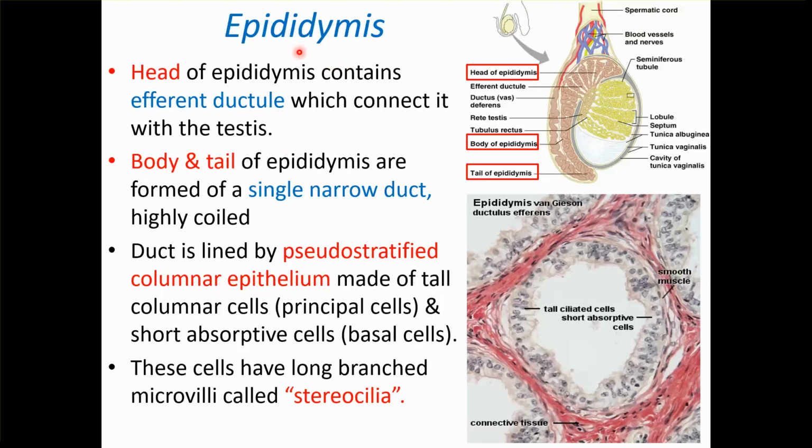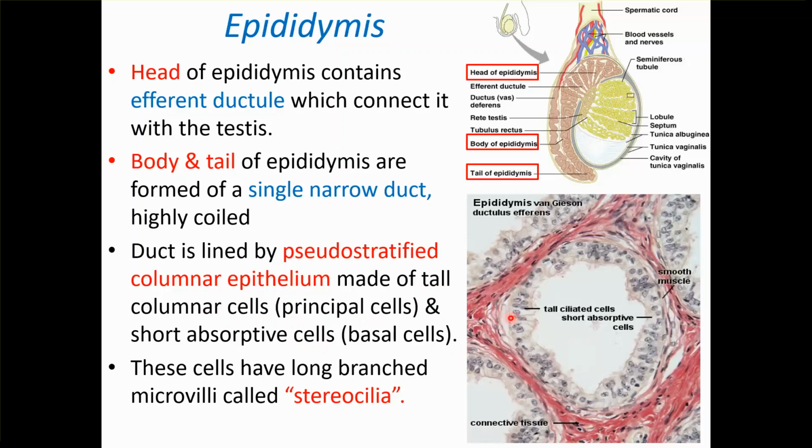Next organ we'll be looking at is the epididymis. The head of the epididymis contains the efferent ductule, which connects it to the testis. The body and tail of the epididymis is formed of a single narrow duct, and it is very highly coiled. The duct is lined with pseudostratified columnar epithelium. It is made up of 2 cells. One is the tall columnar cells, which are called principal cells, and then you have short absorptive cells called basal cells. So there are 2 types of cells.